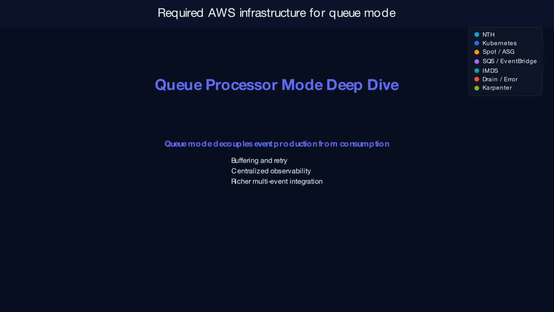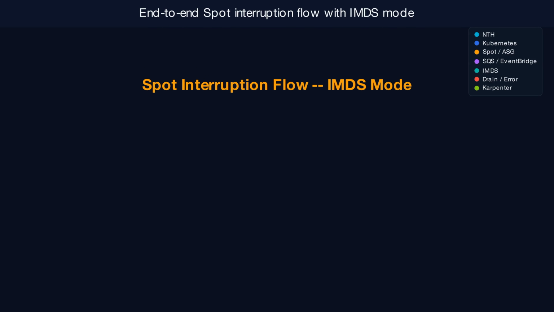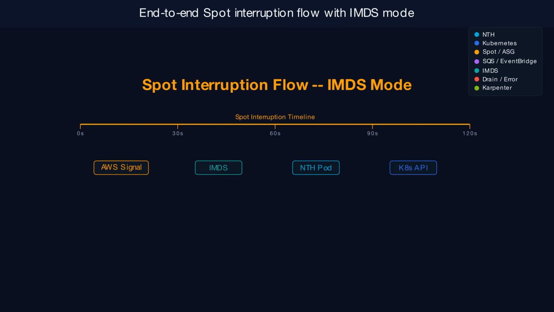Let us trace a complete spot interruption using IMDS mode on a self-managed node group with 10 nodes, 4 of which are spot. At time 0, AWS decides to reclaim a spot instance. It publishes an interruption notice into the instance metadata. Within a few seconds, the local NTH pod detects the notice. NTH immediately calls the Kubernetes API to mark the node as unschedulable. That is the cordon step. Then NTH begins evicting pods. That is the drain step.